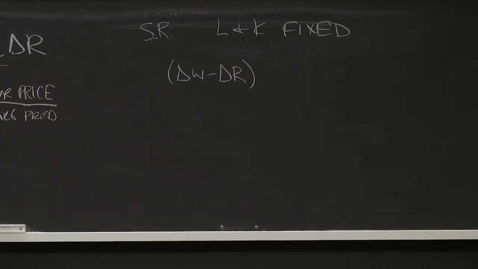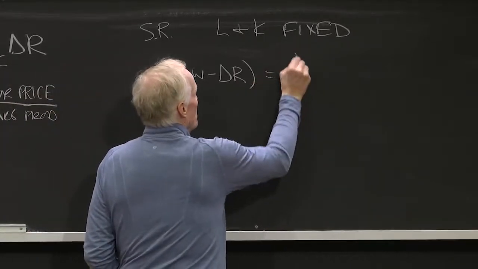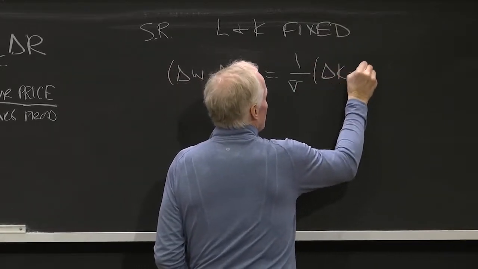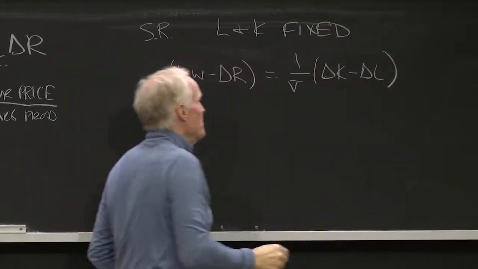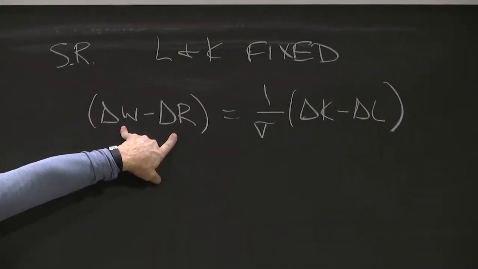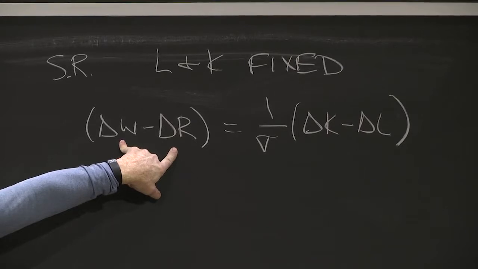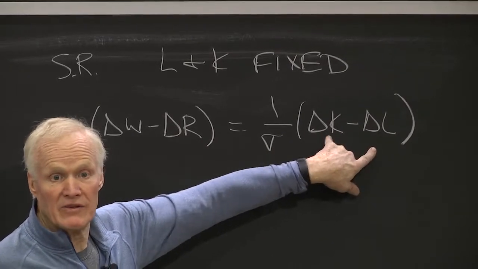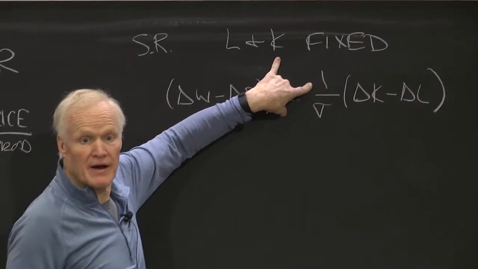Relative price of labor is going to be equal to 1 over sigma times delta K minus delta L. Right? So remember, I got that same trick we always do with the elasticity of substitution. I got W relative to R on the left, and I have K relative to L on the right. So this will be a positive effect now, right?